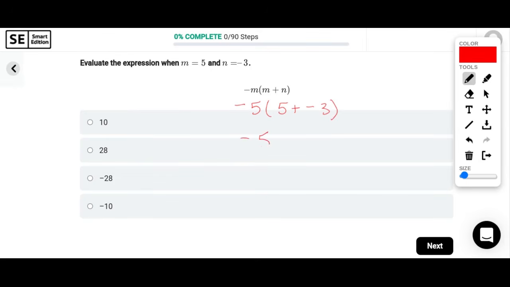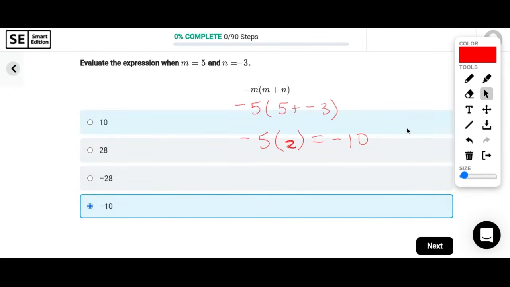Okay, so I'm going to do what's in my parentheses first. 5 plus -3 would just be 2. And then I have -5 times 2. Okay, -5 times 2 would just be -10. So we need to remember a negative times a positive gives me a negative as my answer.